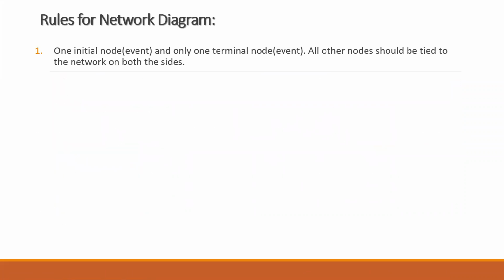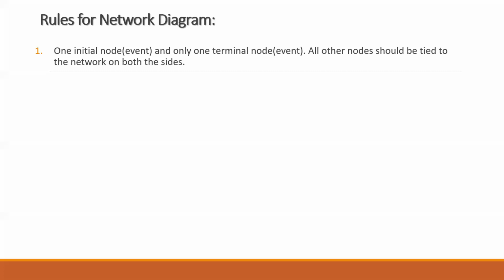The first rule is only one initial node and only one terminal node is required. Please remember, you cannot have multiple nodes as the initial node. So a network should have only one initial node and only one terminal node, whereas all other nodes should be tied to the network on both sides. One more thing, you cannot have any node which is hanging. You can say, there's some event coming and terminating in it, and that is not the last node. Only the last node will not have any activity coming out of it.